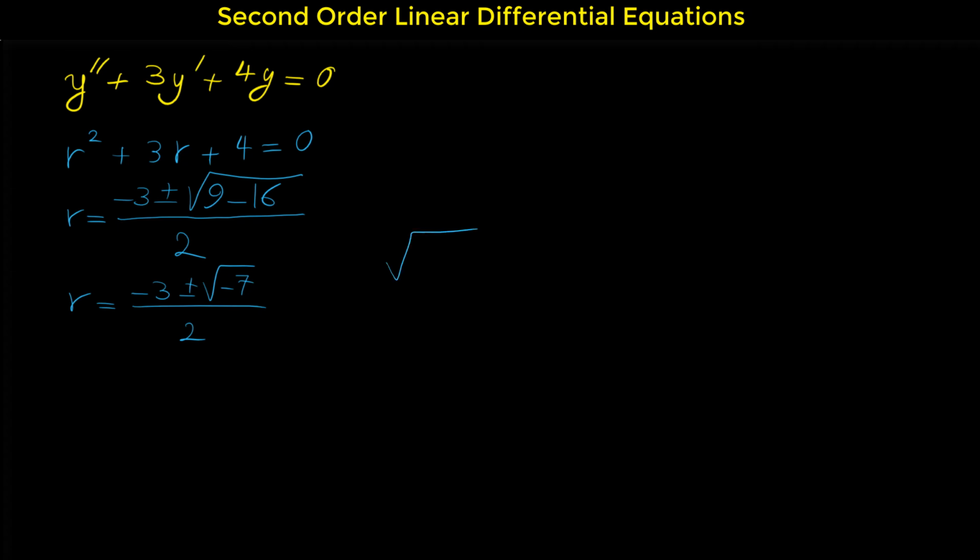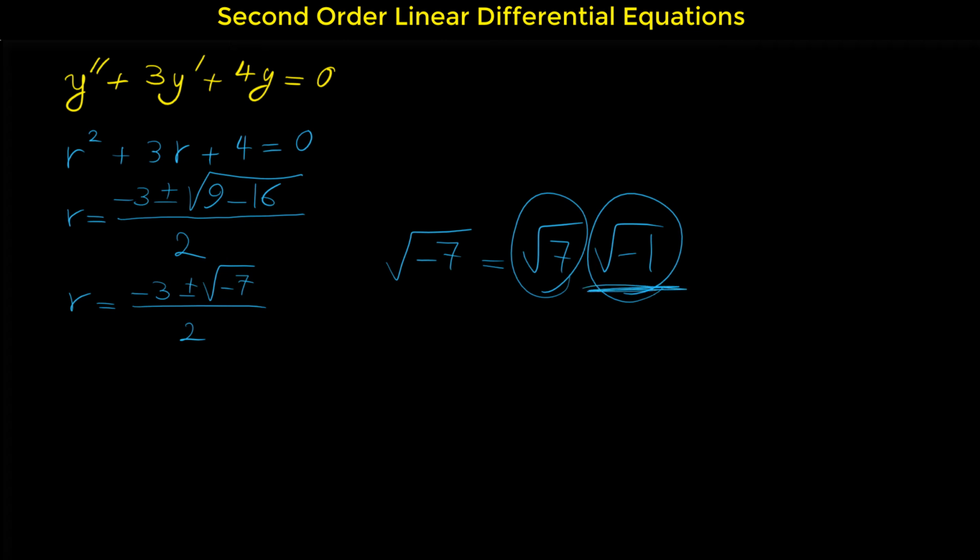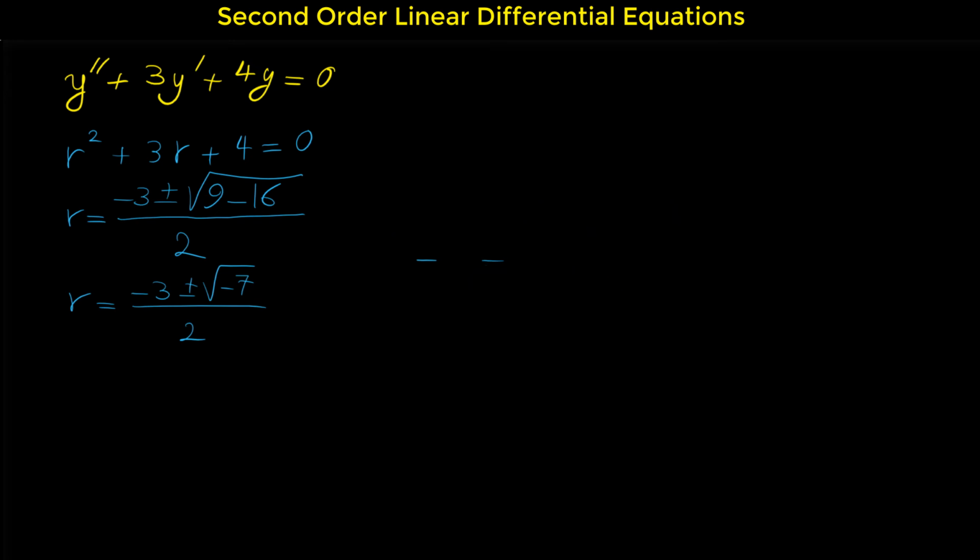Note that we can write the square root of negative 7 as the square root of 7 times the square root of negative 1. We cannot simplify the square root of 7 because 7 is not a perfect square. So we just write the square root of negative 1 as i. So the square root of negative 7 is the square root of 7 times i. So r equals negative 3 plus or minus the square root of 7 times i, over 2.